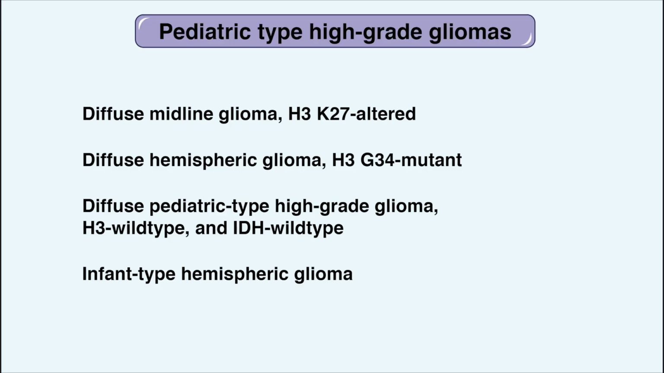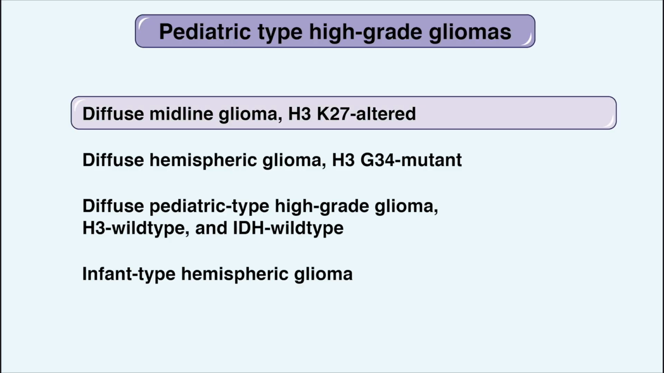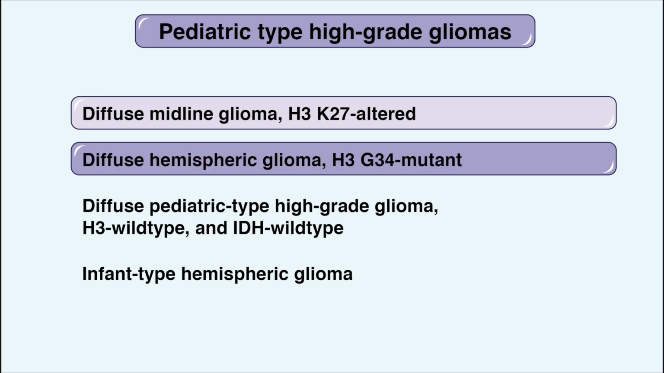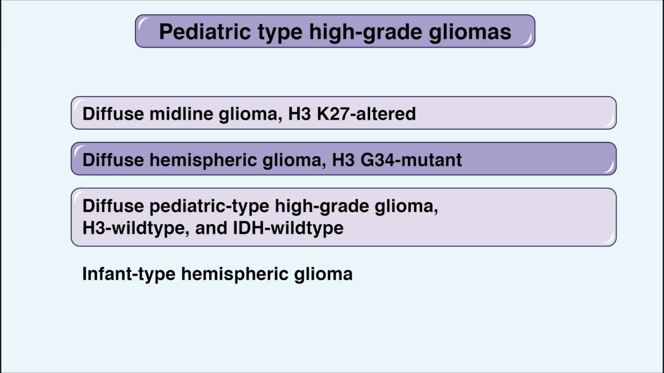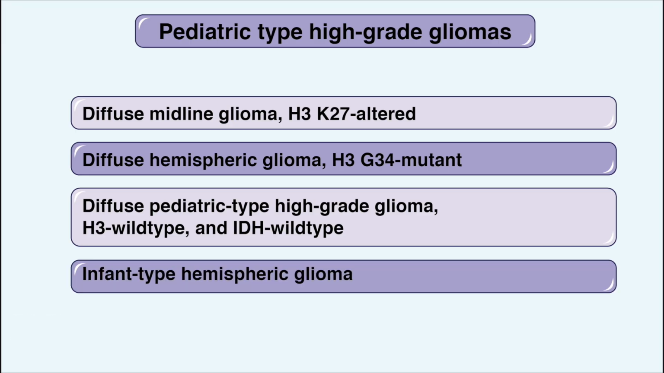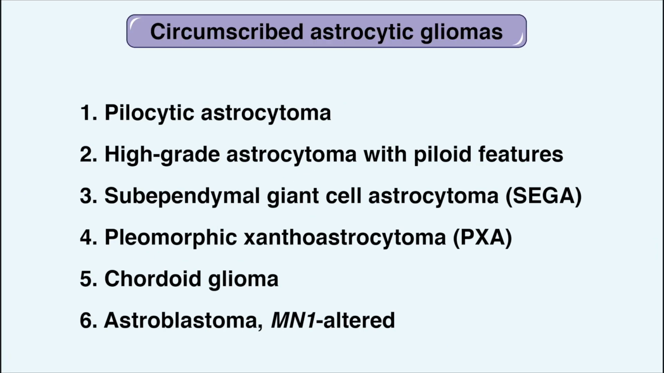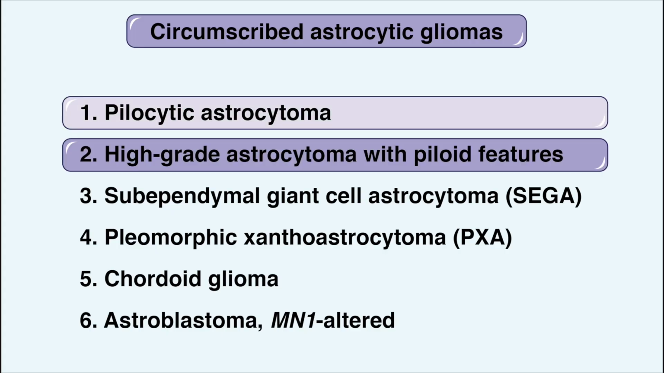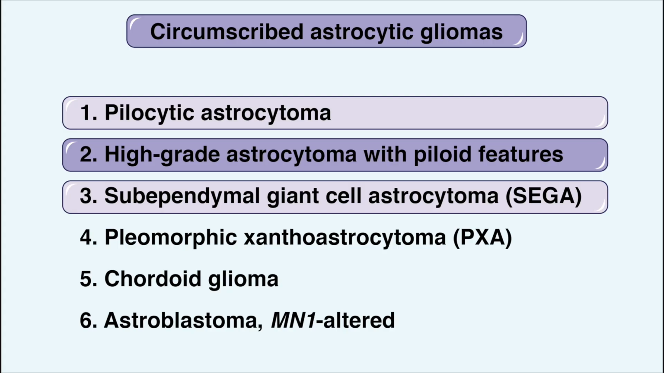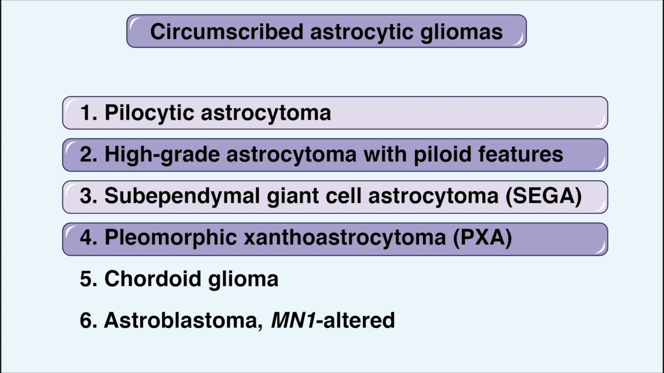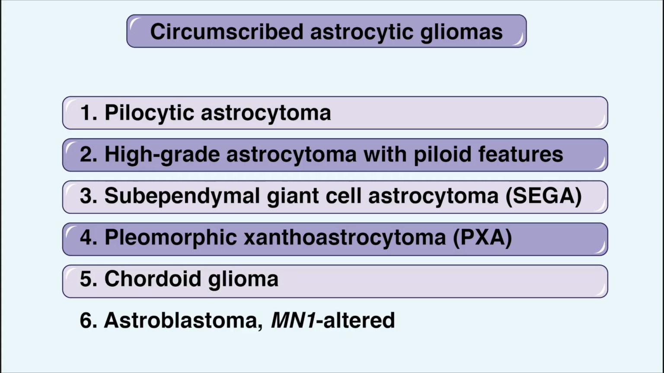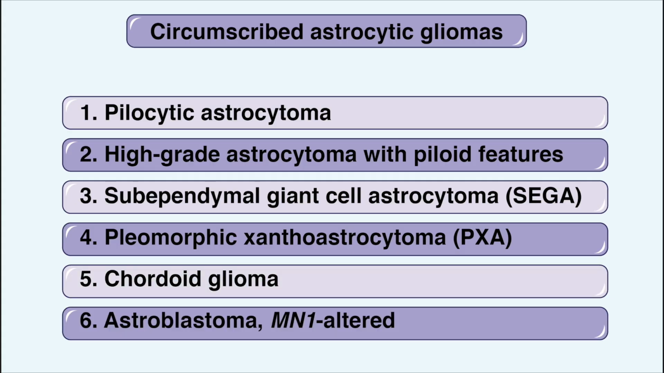Whereas pediatric type high-grade gliomas include diffuse midline glioma H3K27 altered, diffuse hemispheric glioma H3G34 mutant, diffuse pediatric type high-grade glioma H3 wild-type and IDH wild-type, and infant type hemispheric glioma. And the second group, that is circumscribed astrocytic gliomas, will have pilocytic astrocytoma, high-grade astrocytoma with piloid features, HGAP, subependymal giant cell astrocytoma, SEGA, pleomorphic xanthoastrocytoma, PXA, chordoid glioma, and astroblastoma MN1 altered.